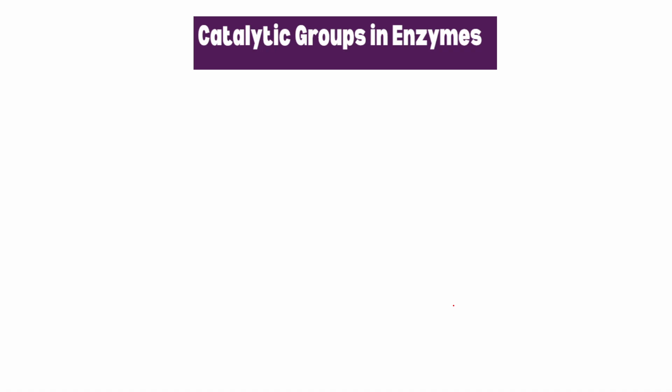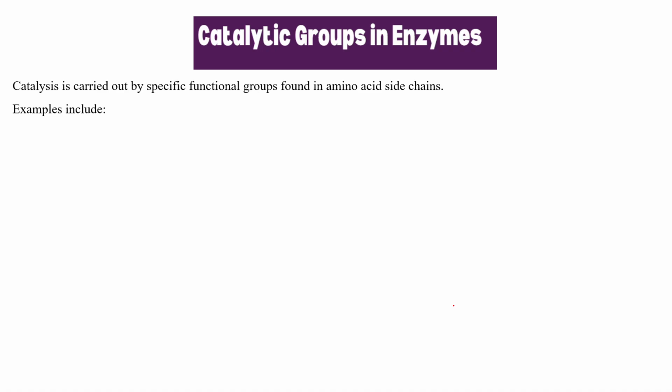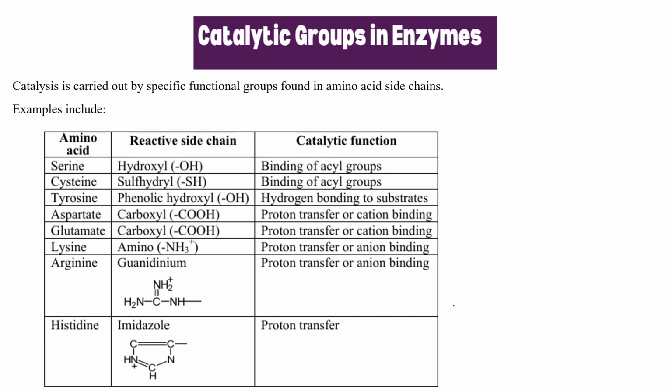So let's move. Catalytic groups in the active site of the enzymes. So catalysis is carried out by specific functional groups found in the amino acid chain. You get it? So the catalytic groups are actually functional groups, right? Part of the amino acid side chains. They are functional groups. Now let's look at some examples.